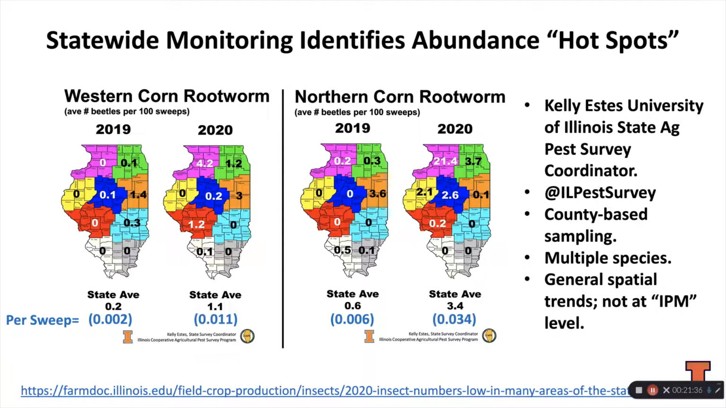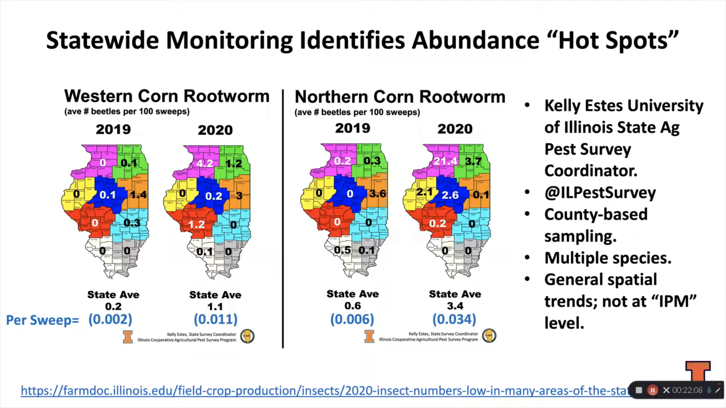These are data that Kelly Estes, who is the Illinois State Agricultural Pest Survey Coordinator, has collected when she has done surveys around the state of Illinois. In Kelly's surveys, she goes to multiple counties within the ag reporting districts and does sweep samples and live counts of beetles in corn and soybeans. The patterns that she shows for rootworm abundance mirror what we see in my Urbana, Illinois samples.